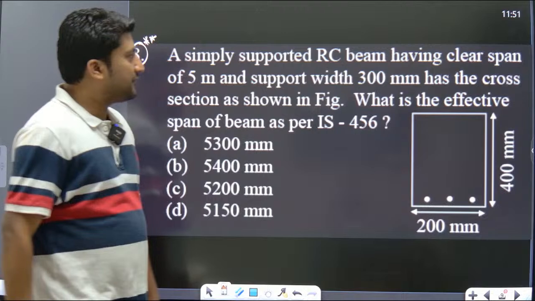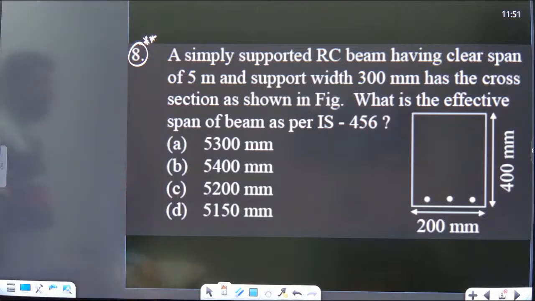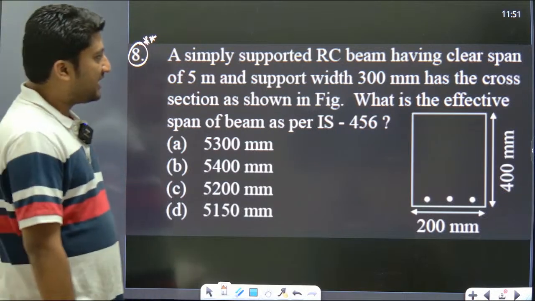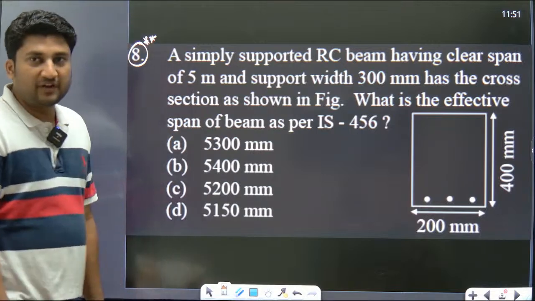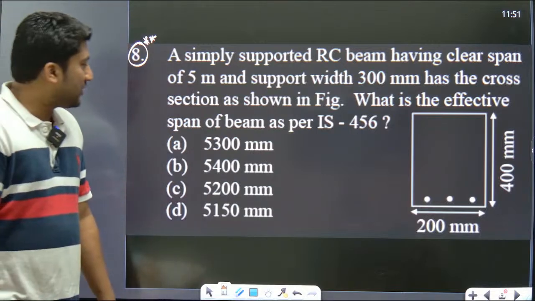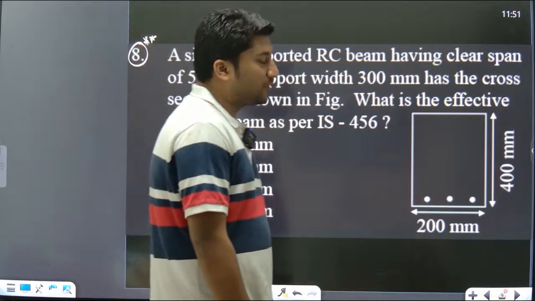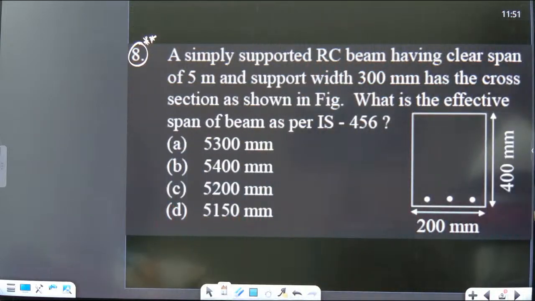A simply supported reinforced concrete beam having clear span of 5 meter and support width 300 mm has the cross section as shown in figure. This is the cross section shown in the figure. What is the effective span of the beam as per IS 456? Effective span you are asked.